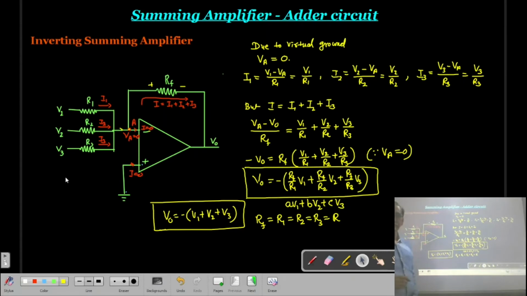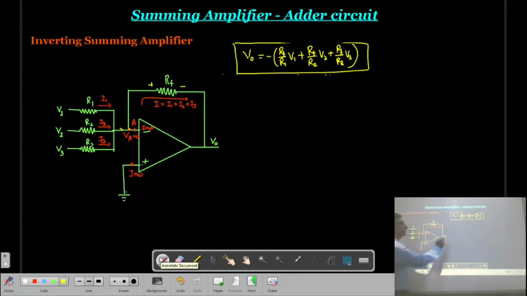Now, the same circuit can be useful to find the average of the voltages. Suppose I want the average of V1, V2 and V3. Now we know that in mathematics, average means we have to take the summation and divide it by the number of data. So we have 3 data, and the average will be V1 plus V2 plus V3 divided by 3. So we have to select the values of the resistances R1, R2, R3 in such a way that you will get the average. So how can we select this? Let us see. Here we have the formula for the summing amplifier.